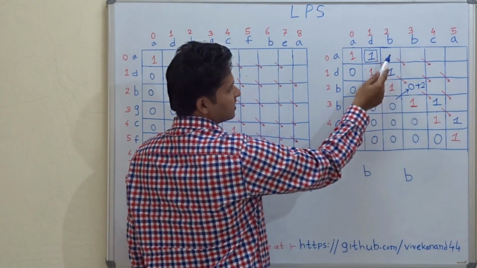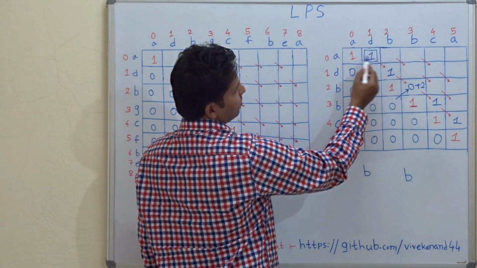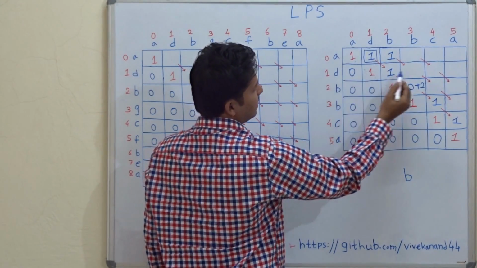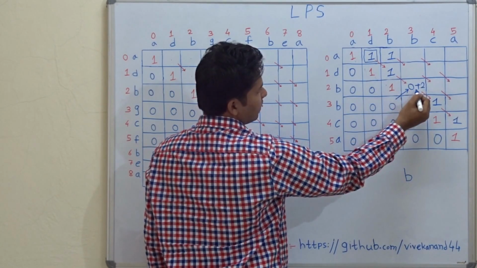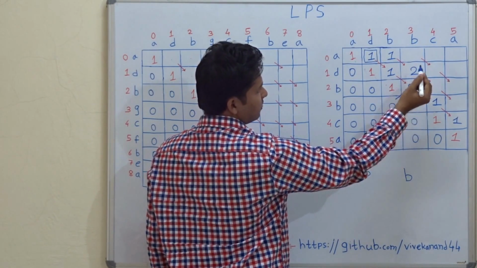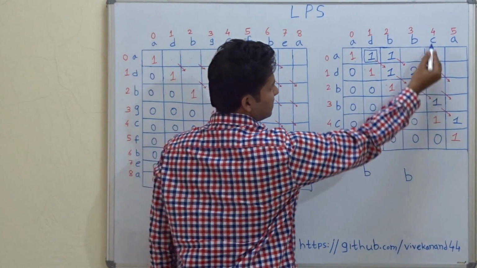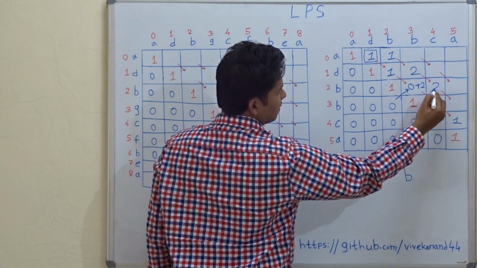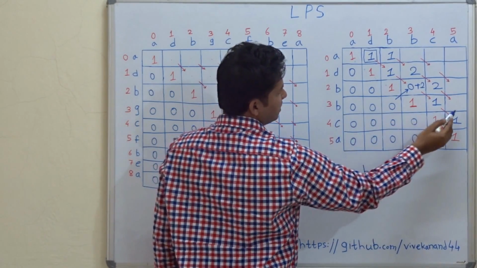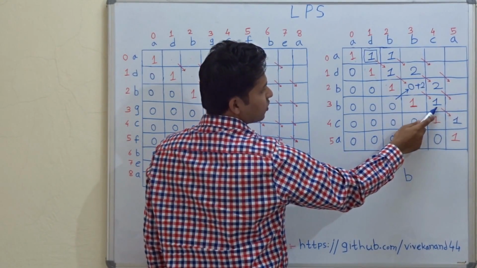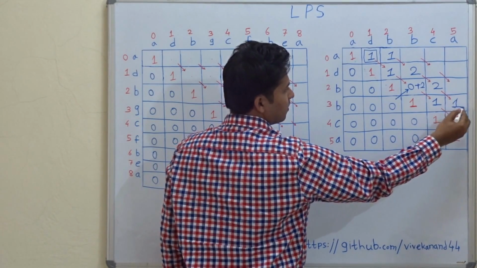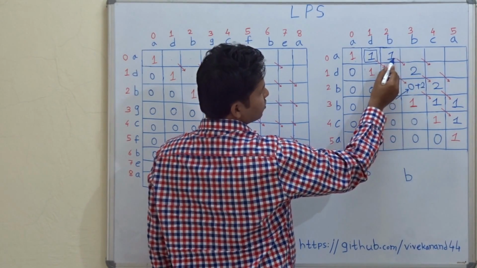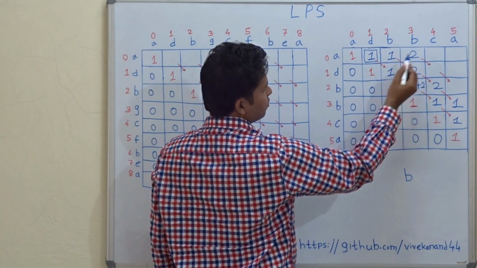So let's go to the next diagonal. So A and B, they don't match, so max of 1 and 1 is 1. D, B, so max of 1 and 2 is 2. B, C, they don't match, so max of 2 and 1 is 2. B, A, they don't match, so max of 1 and 1 is 1. Then A, B, they don't match, max of 1 and 2 is 2.